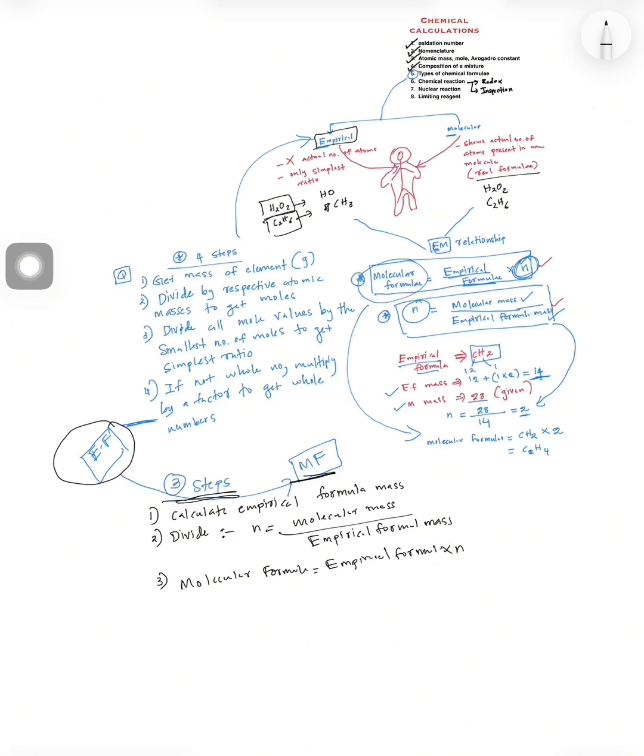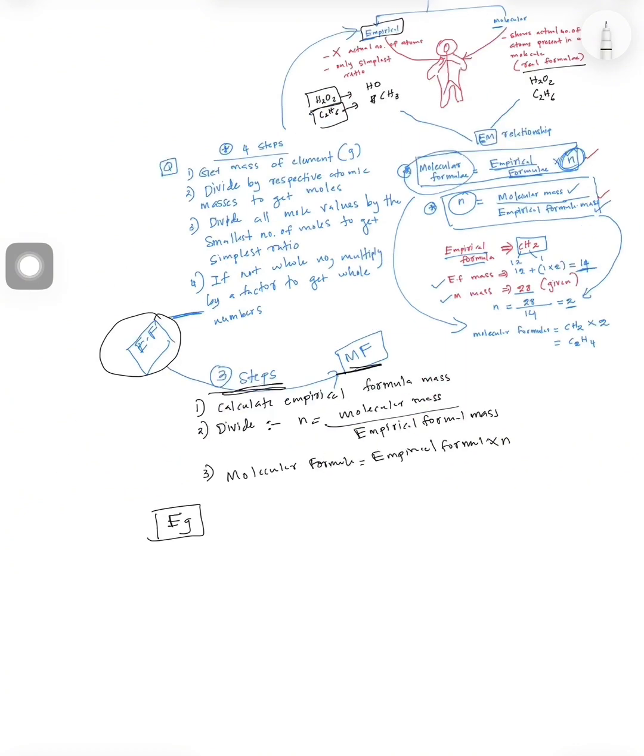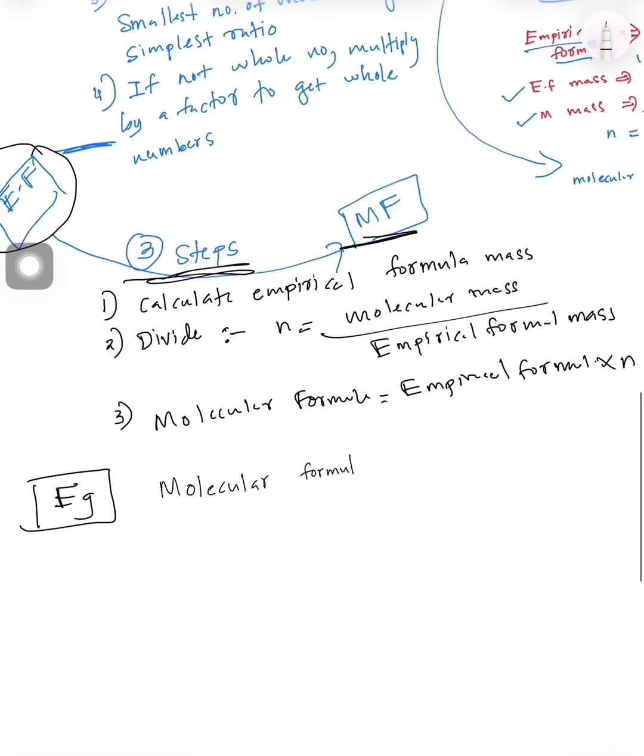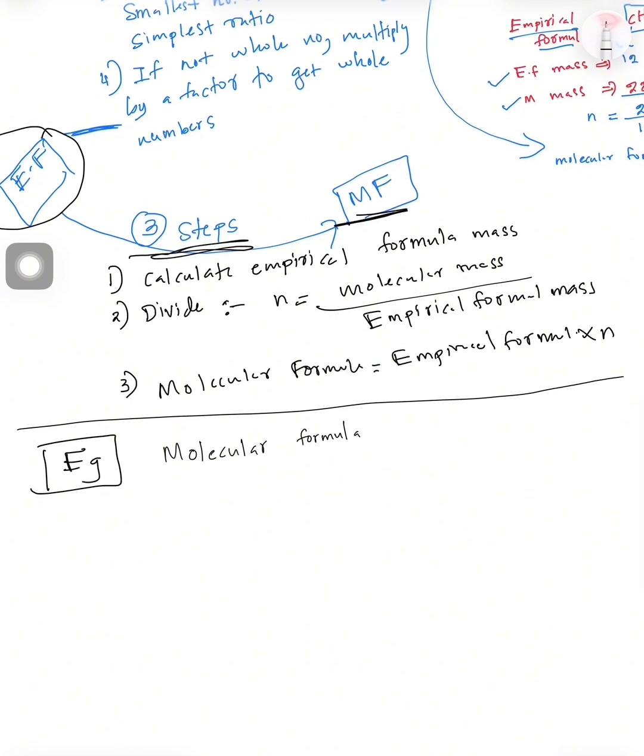Now let me take an example to clarify this. Here the question asks us to identify the molecular formula. They have given the elemental percentages of chlorine, carbon, and hydrogen: 71.65%, 24.27%, 4.07%, and also the molar mass of the compound is given, that is 98 grams per mole.